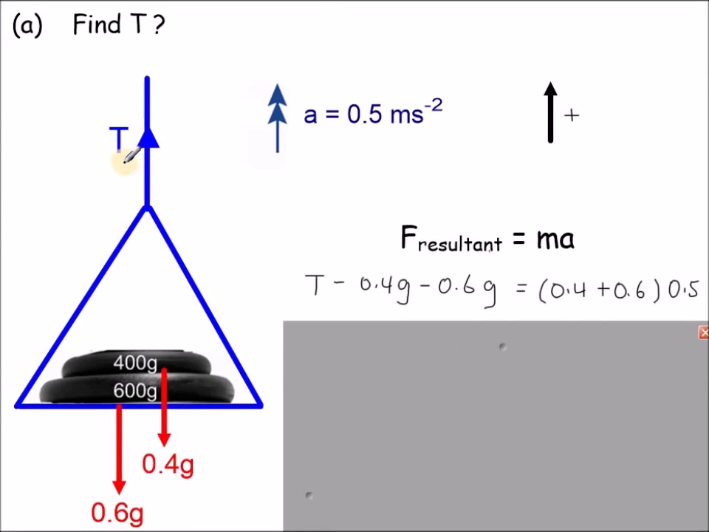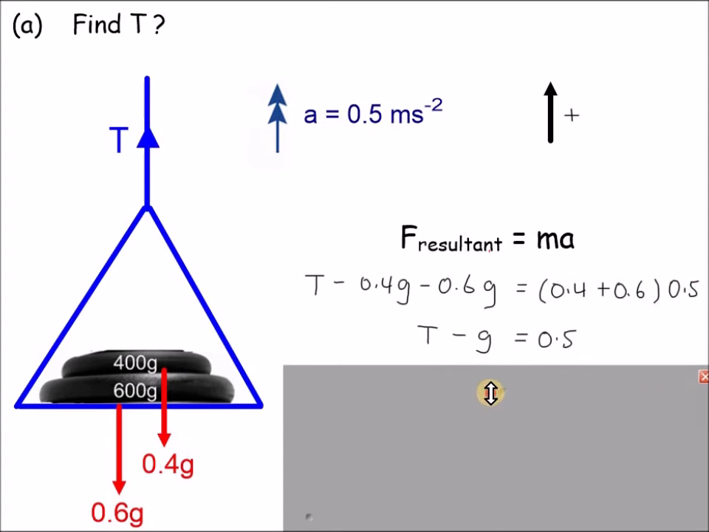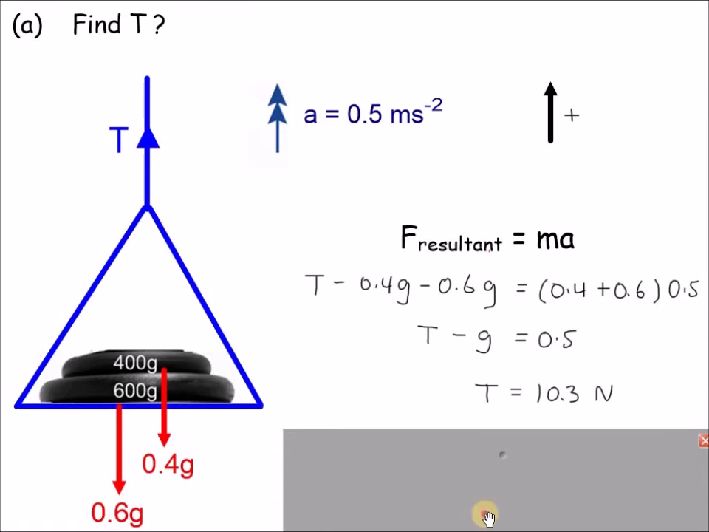So we have T minus 0.4g minus 0.6g, so that's the resultant force, equals mass, so we've got these two masses to add together, times acceleration, and we know what g is, 9.8 meters per second squared, so T is equal to 10.3 newtons.